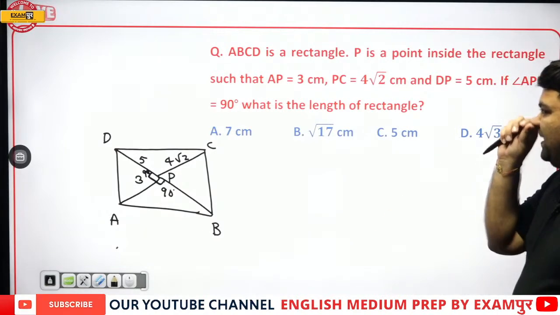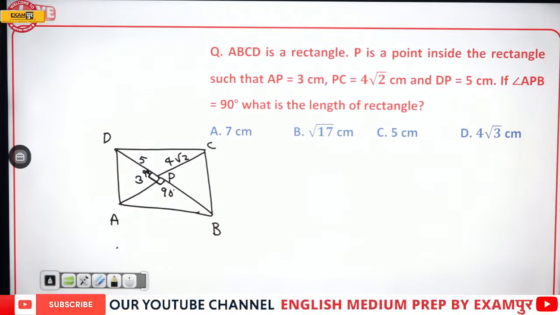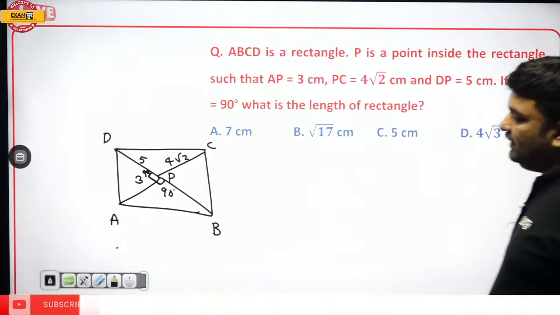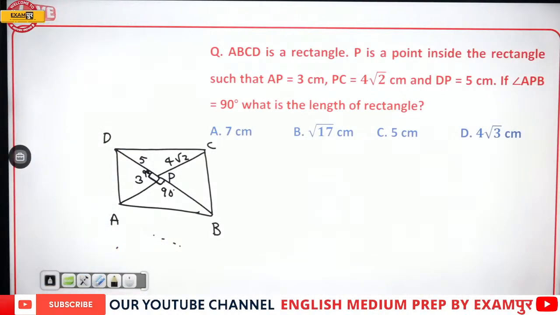AP is 3, PC is 4 root 2, DP is 5, angle APB is 90. If APB is 90, then this is also 90. What is the length of the rectangle? Means they are asking for this side.